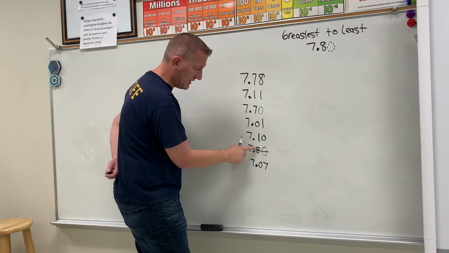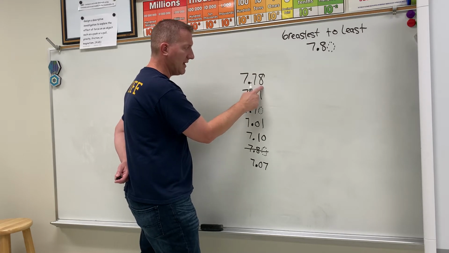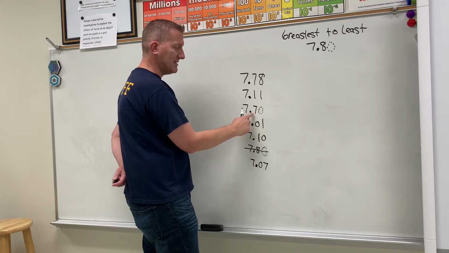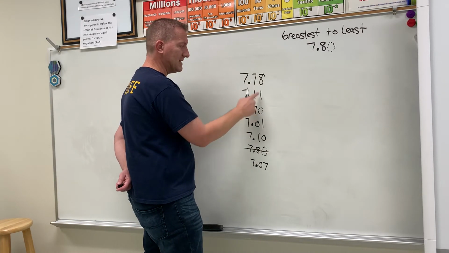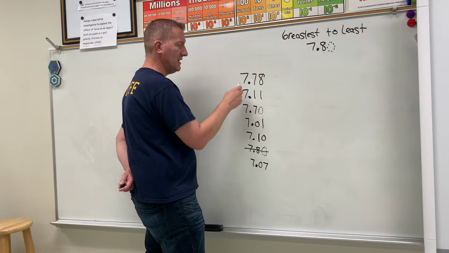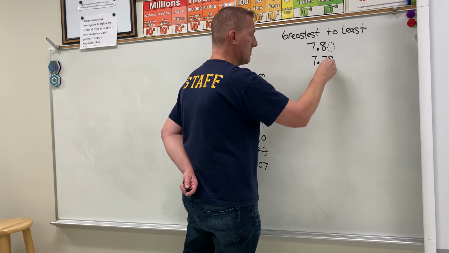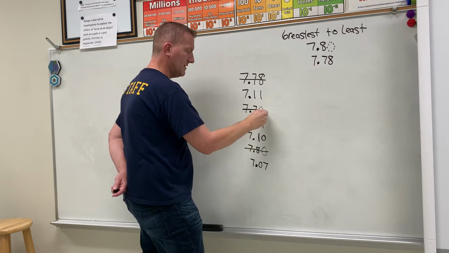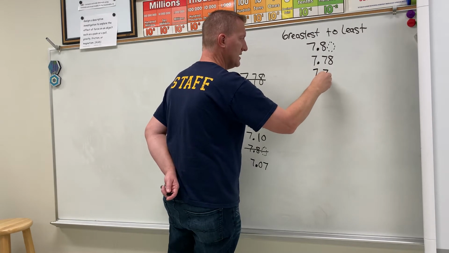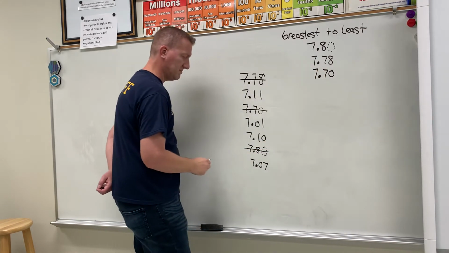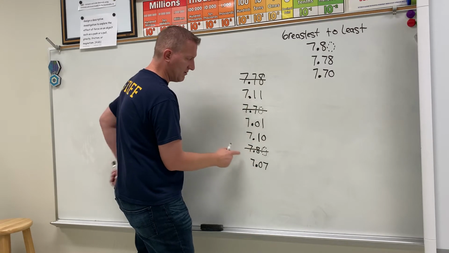And then I look down again and I see 2 7s. So I see 7 and 80 hundredths and I have 70 hundredths. Well, 78 is greater than 70. So that's going to be my next one. Then this 70 is going to be my next one, 7 and 70 hundredths.